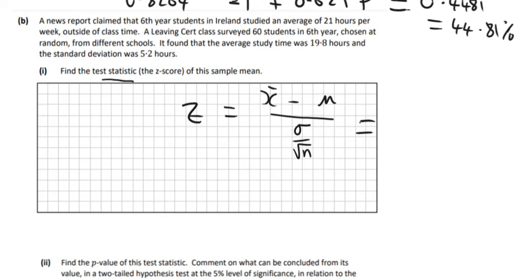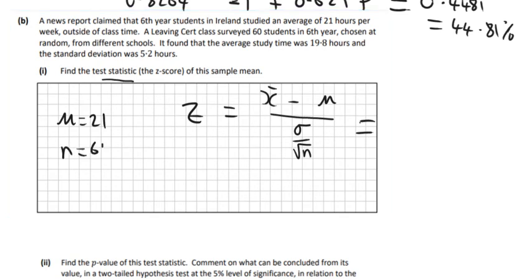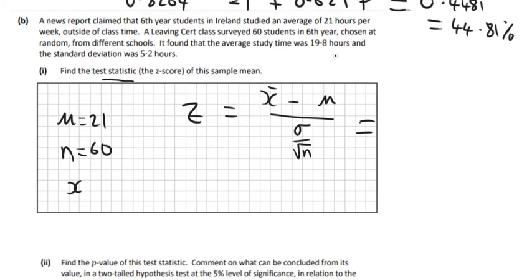It's a news report claiming that 6th-year students studied an average of 21 hours per week. So therefore mu has to be 21. That's what it claims to be, an average of 21 hours per week. There's 60 students surveyed, so then n has to be 60. N is always the amount of people in the survey, chosen at random from different schools. It found an average study time was 19.8. So the 19.8 is going to be your X bar, within the survey.